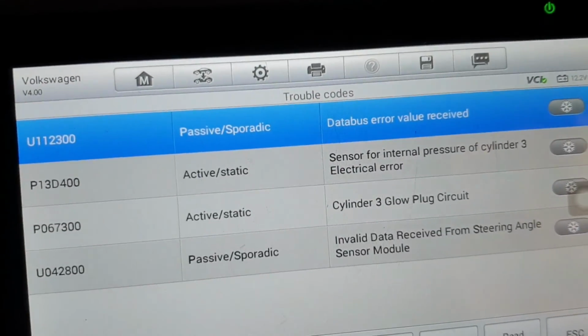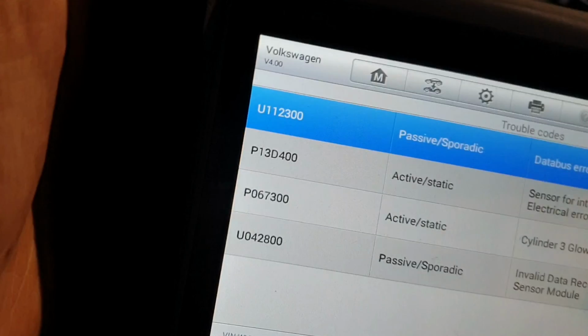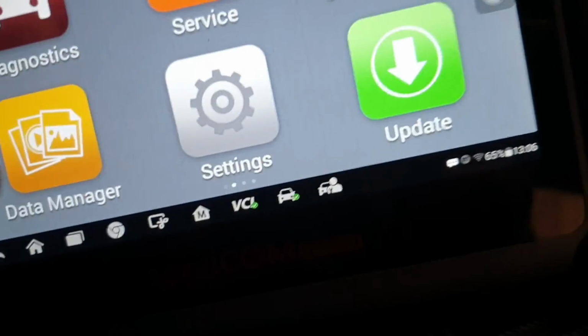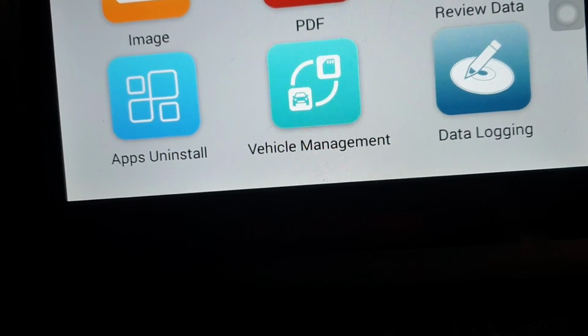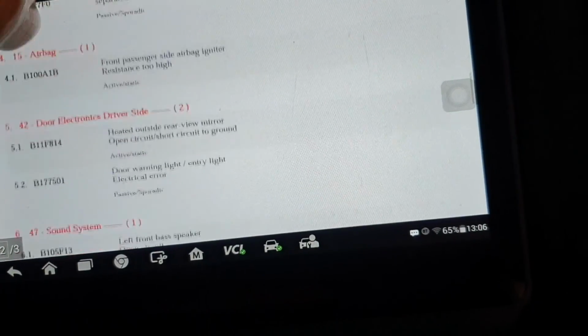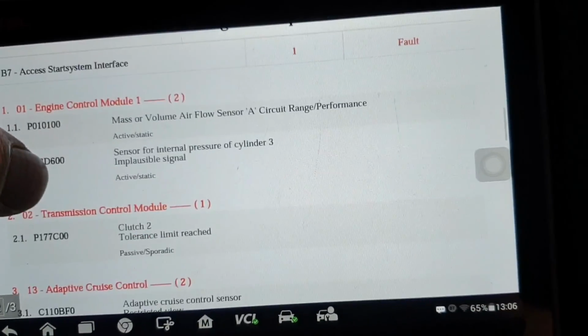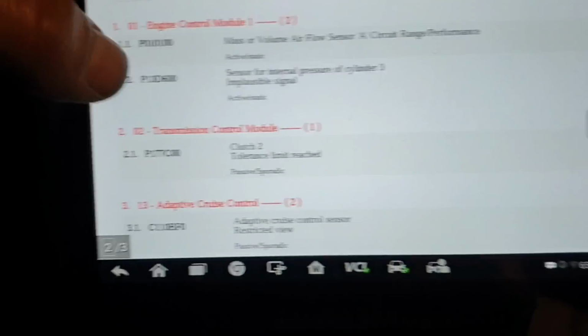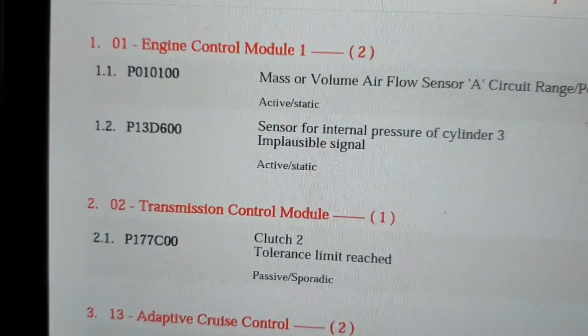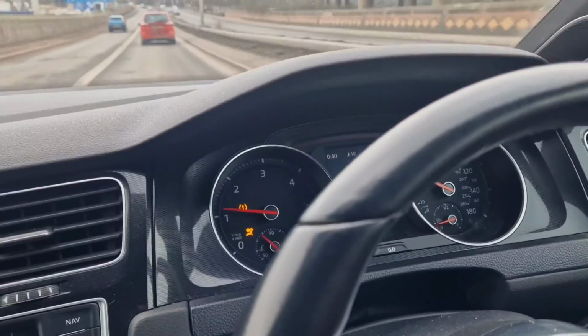So we have fixed the mass airflow sensor performance. I'm going to go to the report, and I'm going to show you that Volkswagen, that was this one. Engine control module, it was this one actually. It was P010100, mass or volume airflow sensor A circuit. Okay, we have fixed the problem.